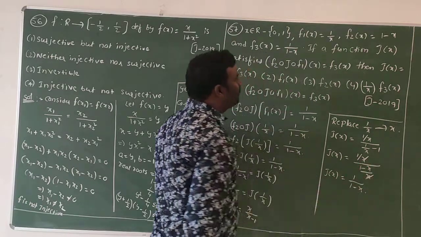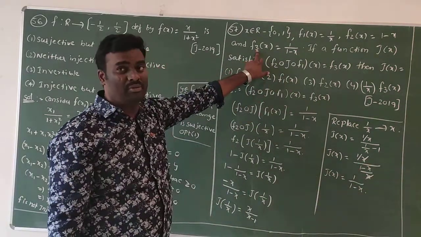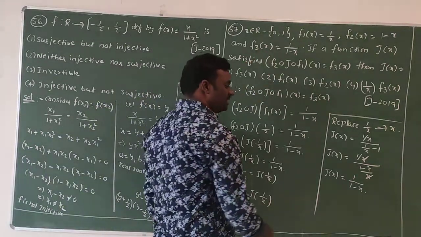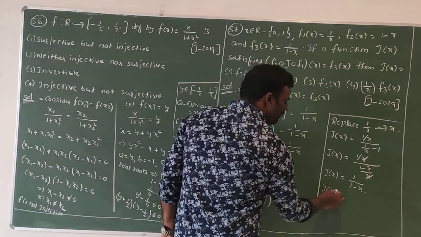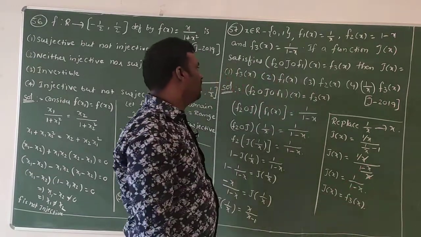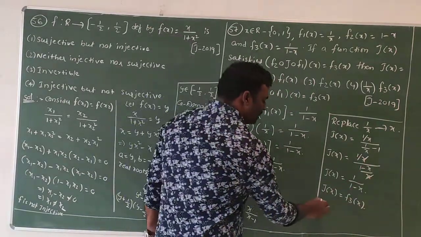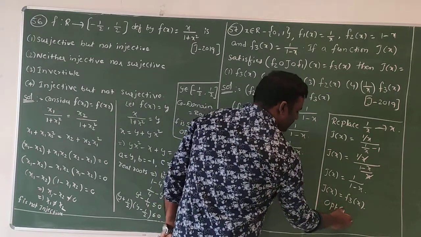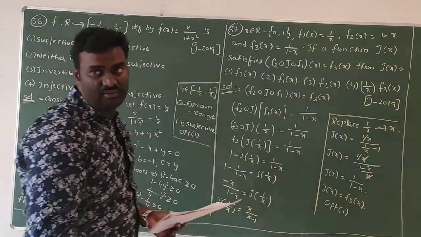minus x. But 1 by 1 minus x is nothing but what? f3 of x. Then finally j of x can be written as f3 of x. f3 of x is nothing but option 1 is the correct answer for this question number 57.